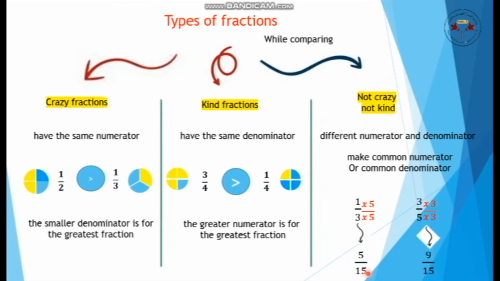Let's see. Ask the fractions: are you crazy, or do you have a common numerator? No. Are you kind, or do you have a common denominator? Yes. So they are kind, and in the kind fractions, the greater numerator is for the greatest fraction. So I will eat the greater numerator, which is the 9. Okay, let's see the next part.